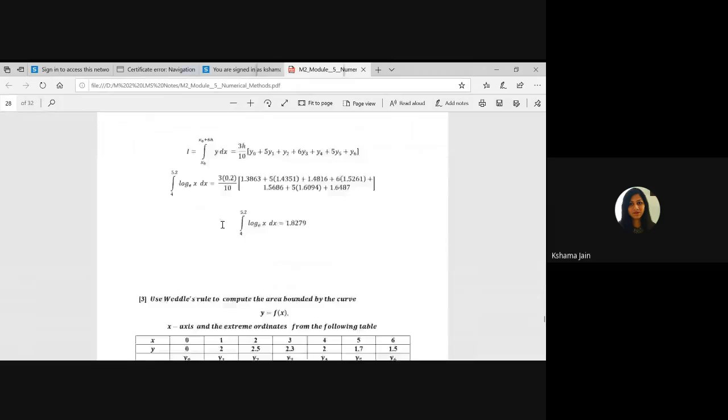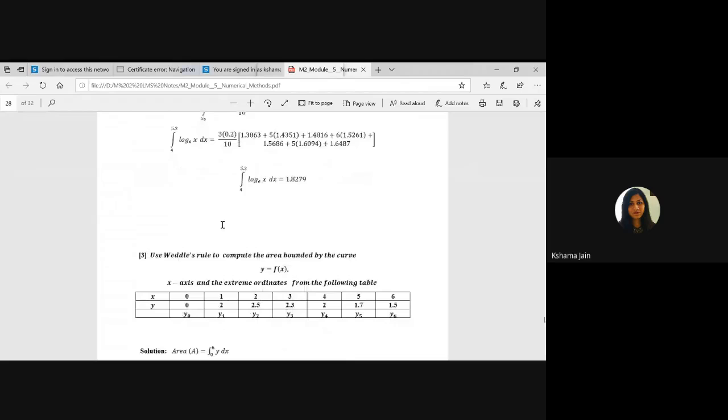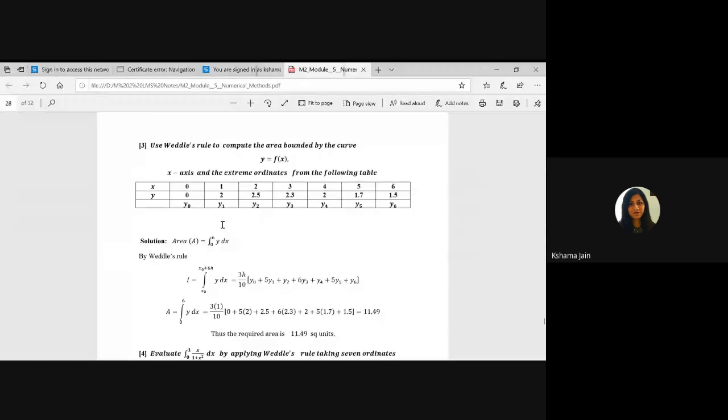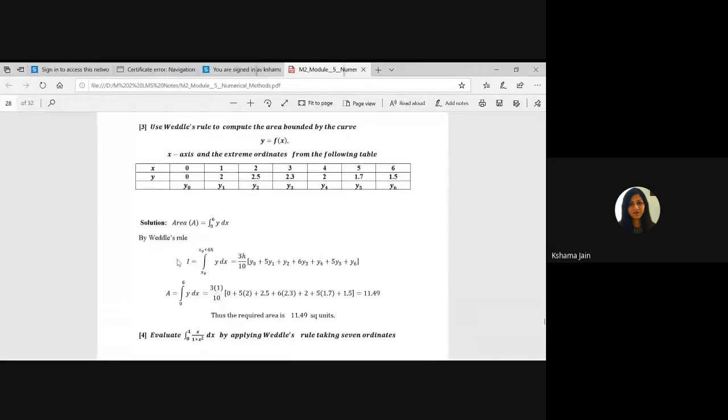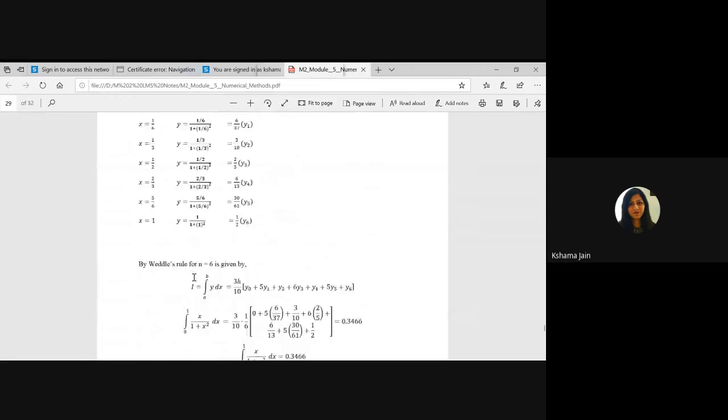So Weddell's rule is clear, Kaushik, now? Yes, ma'am. Clear, ma'am. This is a more easier method. Instead of given function, discrete data is given, means directly table they have given. So your work is just x0, y0, x1, y1. Everything is given. Your work is to put into the formula. You need not find out the values of x and y. Directly table is given. So these are the Weddell's formula. That's it. This is Weddell's formula.